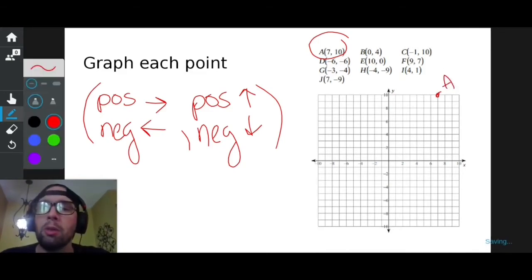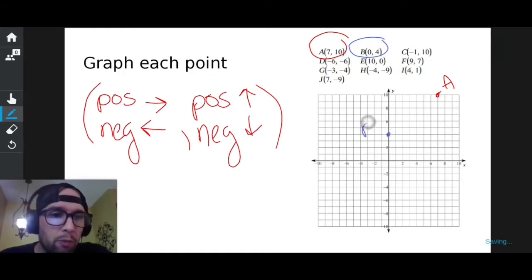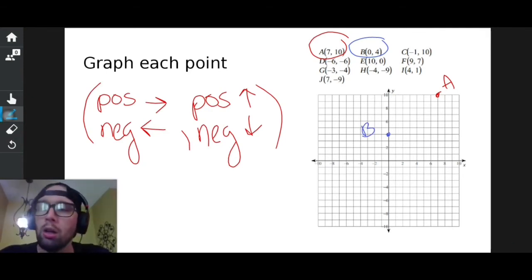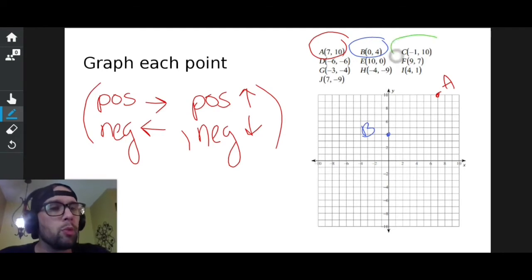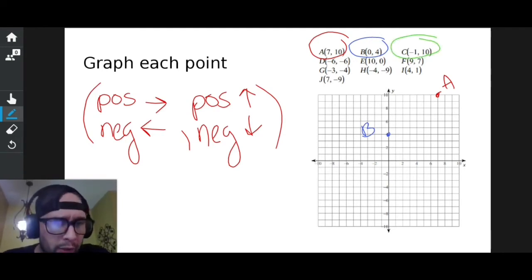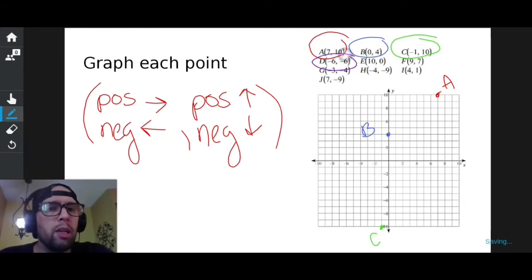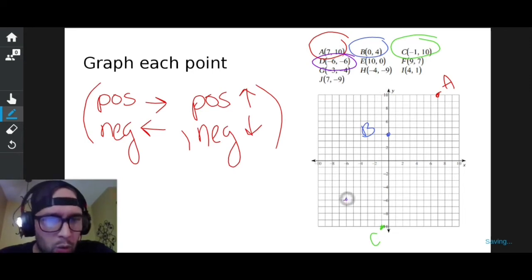B has me going don't move, up 4. That's going to be my B. First number is 0, which means don't move. Second number is 4, that means up 4. Third point is negative 1, negative 10, which means left 1, down 10. Call it C. Fourth point is negative 6, negative 6, which means left 6, down 6.